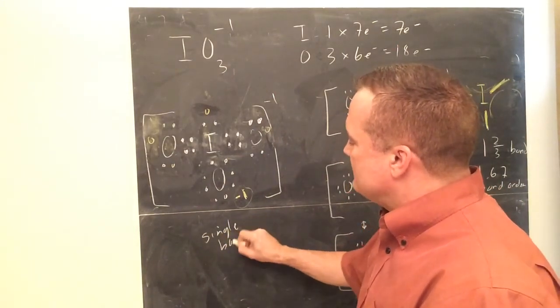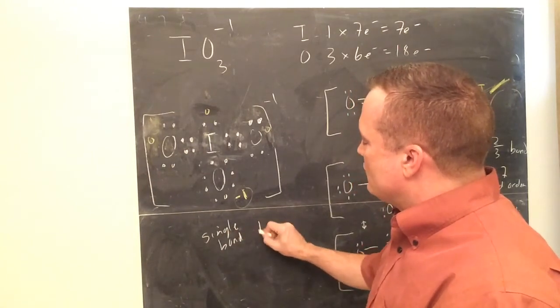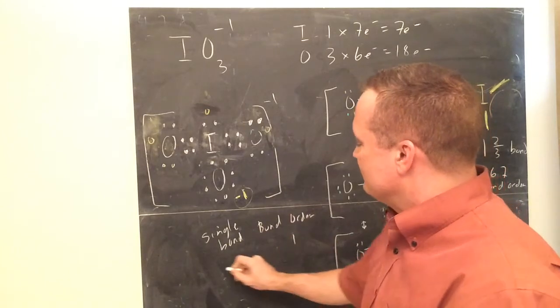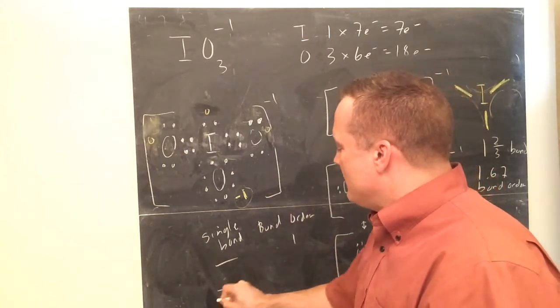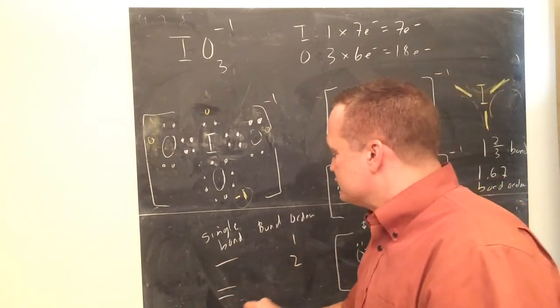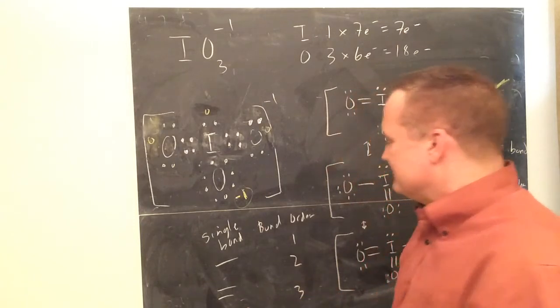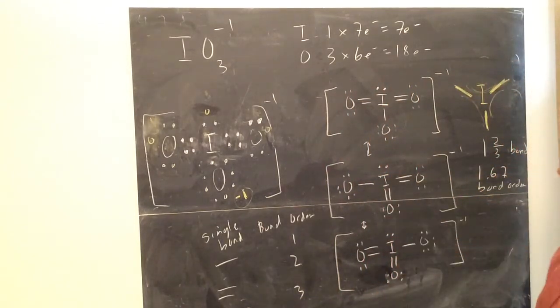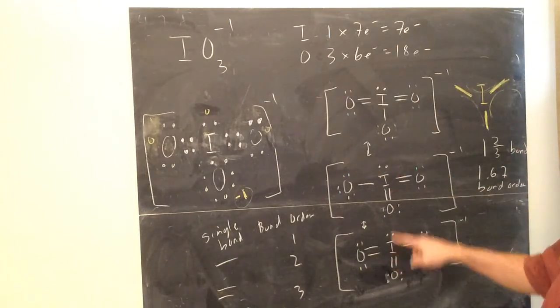A single bond is called bond order equals 1 for a single bond. For a double bond, the bond order is 2. For a triple, it's 3. Okay? So then you can also have fractional bonds. In the resonance, you'll have a fractional.